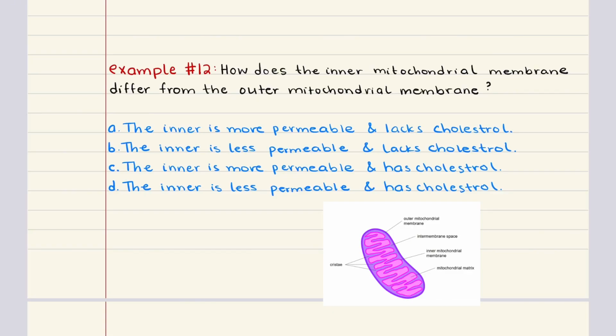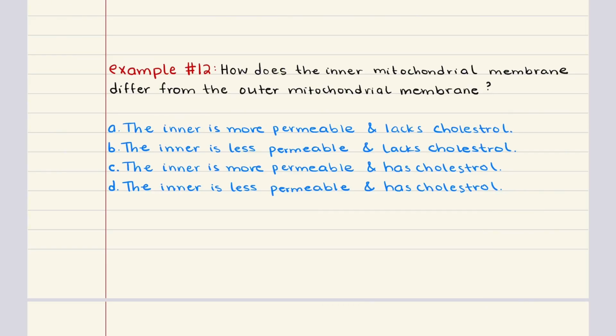To keep these processes efficient, the inner membrane is much less permeable than the outer membrane so that most ions and molecules can't just freely pass through it. This is going to allow the mitochondria to maintain a strong proton gradient, which is essential for making ATP. Another key point is that the inner membrane lacks cholesterol, which is different from many other membranes in the cell. So putting it all together, the correct answer here is going to be B. The inner membrane is less permeable and it lacks cholesterol.